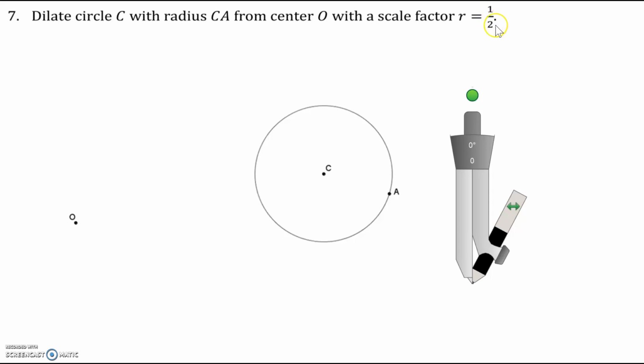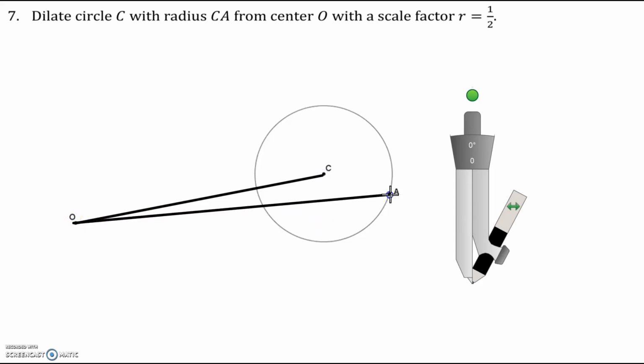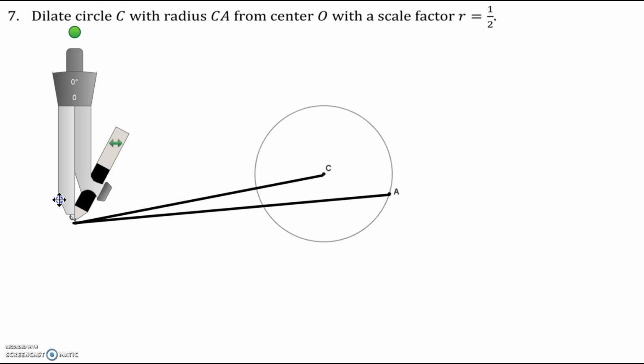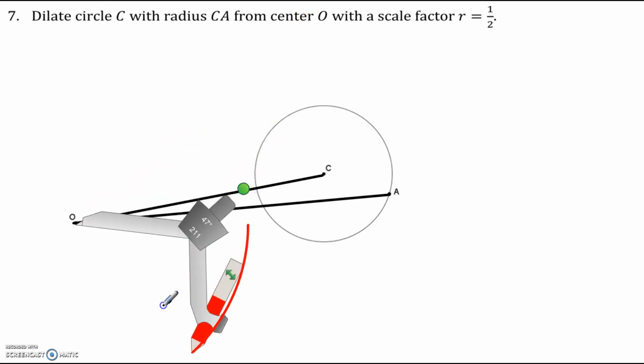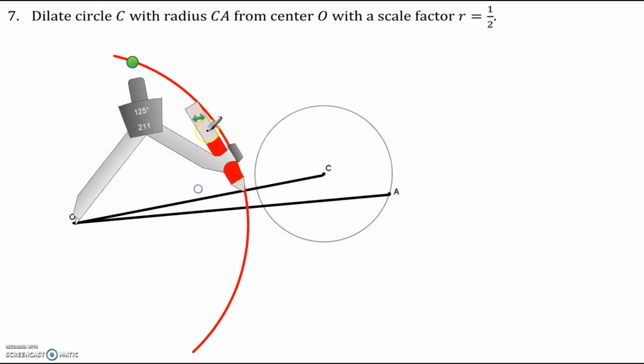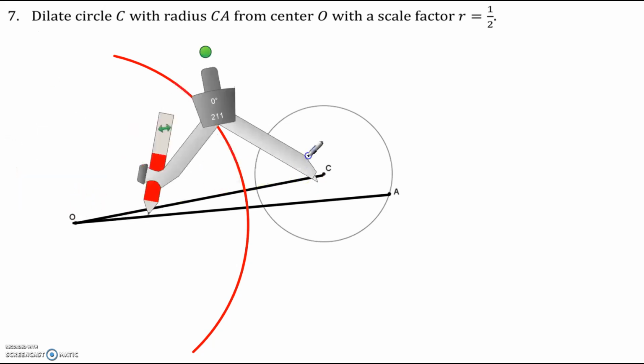Number 7, we're going to dilate the circle again with a scale factor of 1/2. So just like the previous ones, we're going to connect from point O, which is my center of dilation. And since it's half, I'm getting closer to point O, so I don't need to go beyond the points. And we're going to do a perpendicular bisector for both. So we're going to take our compass, put it on point O, and go more than halfway between O and C. And we're going to make ourselves a perpendicular bisector from O and C.